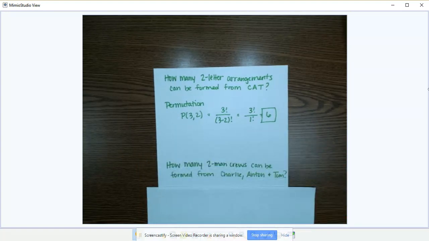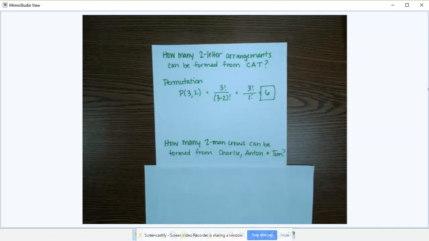I want you guys to answer this question. How many two-man crews can be formed from these 3 men? I want you to first tell me whether it's a permutation or combination, and then actually tell me how many two-man crews can be formed.